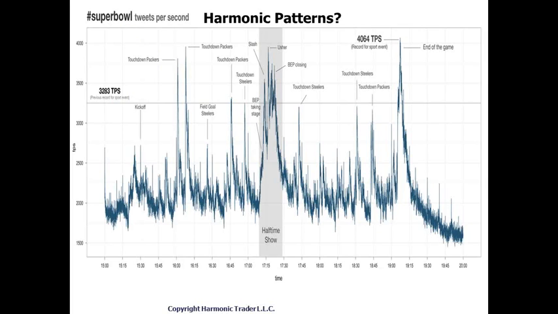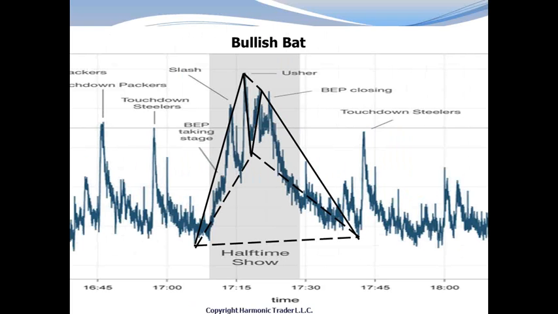But this is probably one of the most interesting charts that exhibits harmonic patterns. This is tweets per second from the 2011 Super Bowl. Quite interesting. But are there harmonic patterns here? Absolutely. During the halftime show, we saw a large rise in the number of tweets per second, and this structure throughout the halftime show exhibited a bullish bat.